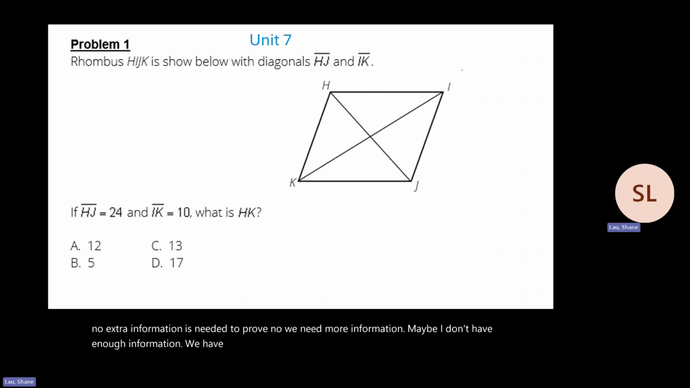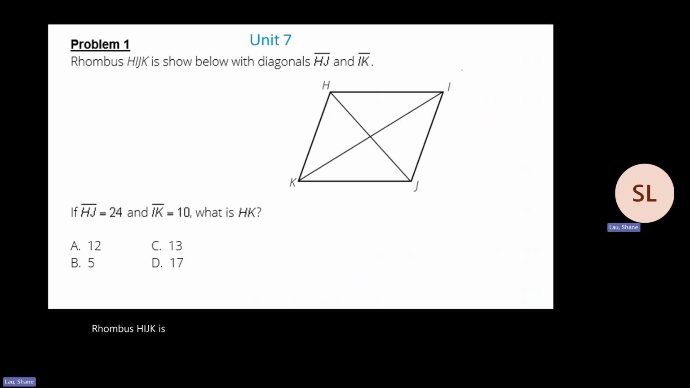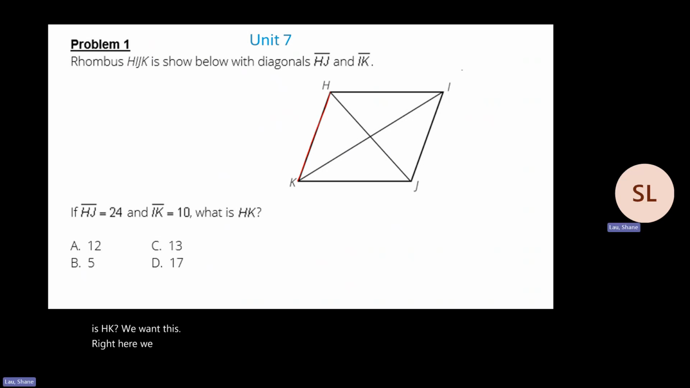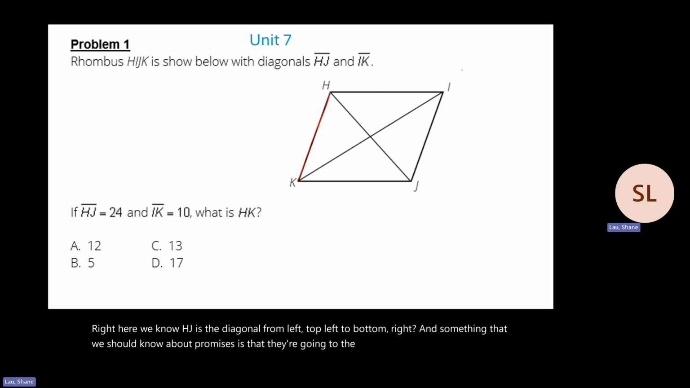Rhombus HIJK is shown below with diagonals HJ and IK. If HJ equals 24 and IK equals 10, what is HK? We want this here. We know HJ is the diagonal from top left to bottom right. And something that we should know about rhombuses is that the diagonals are going to bisect each other. So if HJ and IK are diagonals and they bisect each other, that means that we're going to take HJ and IK and split them into two.